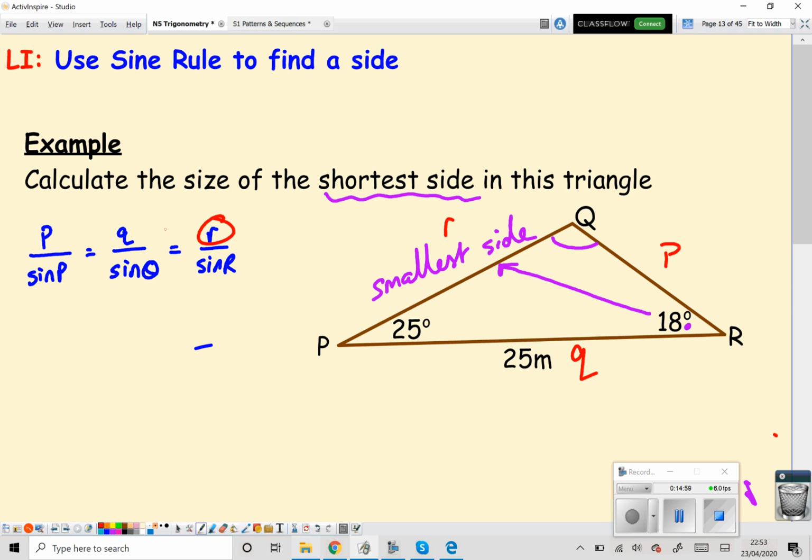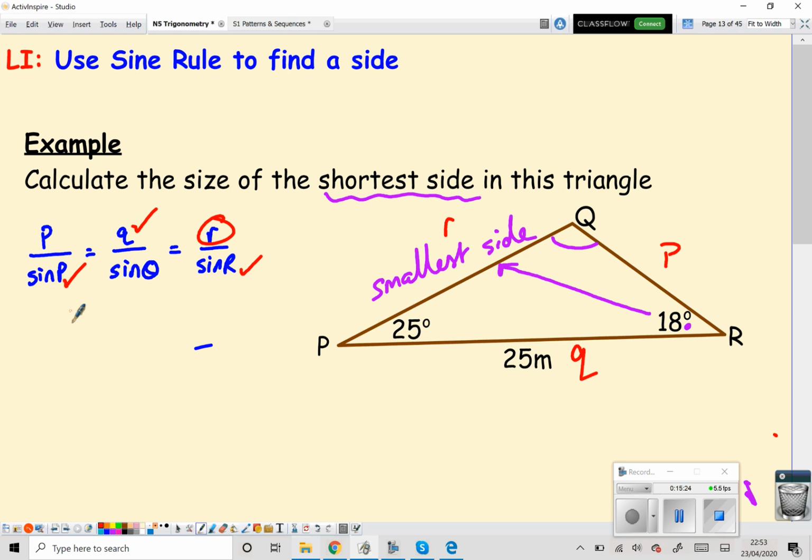And I know the angle at r, so that's handy, right? So r over sine r, that's certainly one ratio that I'm going to use. Now, what do I know about the other information? Well, I've got side q here, so I'm going to tick that off. I don't know the angle at q, but I know the angle at p, so that. Now, this scenario is quite common and would pose you a problem.